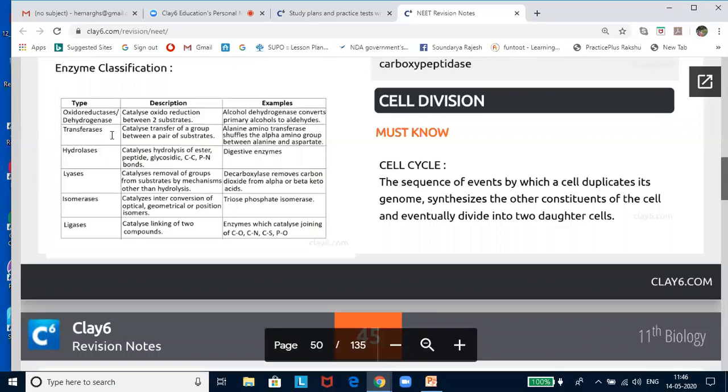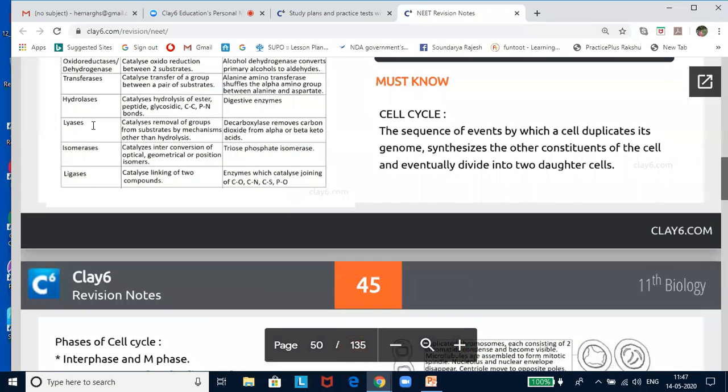Transferases catalyze a transfer of a group between a pair of substrates. For example, alanine aminotransferase shuffles the alpha amino group between alanine and aspartate. Now, hydrolases, that is hydrolysis of ester, peptide, glycosidic bonds, etc. They are digestive enzymes. Lyases remove groups from the substrates by mechanisms other than hydrolysis. So they also break, but not with groups associated with hydrolysis. Decarboxylase removes carbon dioxide from alpha or beta keto acids.